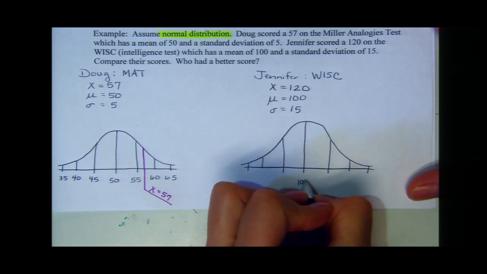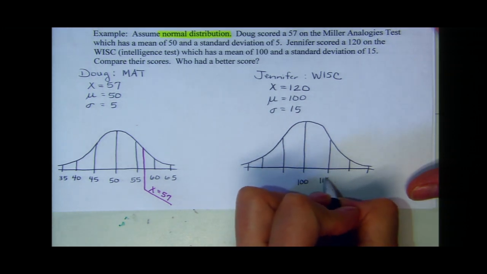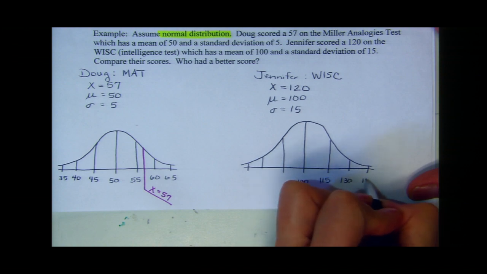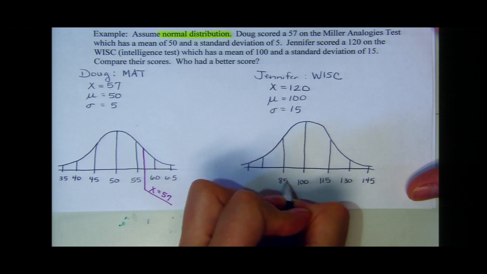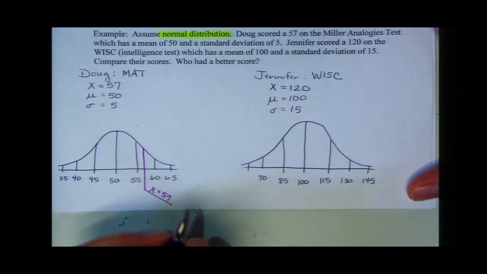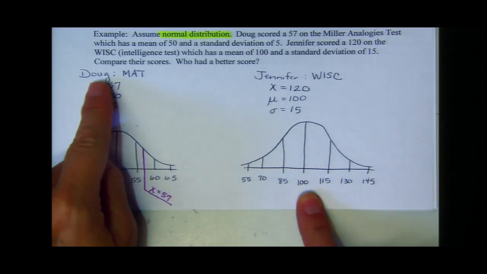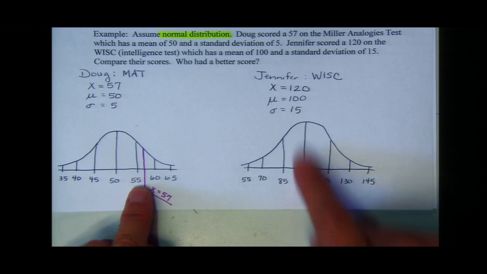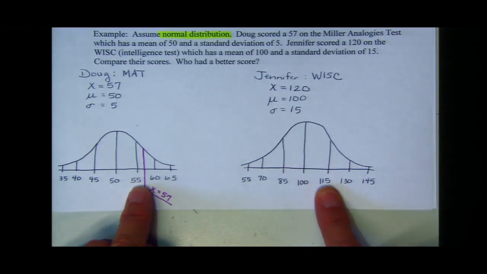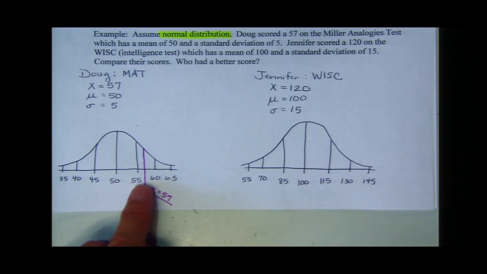So the mean is 100. To the right I'll add 15, so 115, 130, 145. And as I go to the left, I will subtract 15, so 85, 70, 55. Now, here's average. If Doug had scored 50 and Jennifer had scored 100, they both would have scored the same on their tests. If Doug would have scored a 55 and Jennifer a 115 on her test, they would have scored the same. So Doug is above average. If Jennifer were below average, I'd know Doug did better.